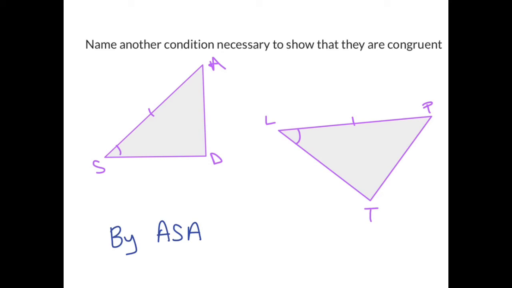And last option with this set of triangles is angle, side, angle. So we need the side to be included in this one. So the side that's already marked is going to be included. The angle would need to be angle A to angle P. So angle A is congruent to angle P in order for it to be using the angle, side, angle postulate.